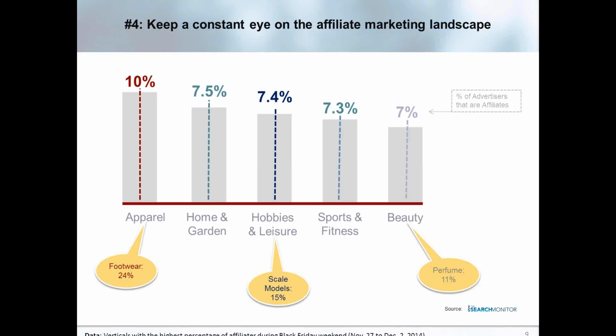So you kind of have to look at it as a merchant and say, well, do I have a strong presence? I'm a footwear merchant. 24% of the advertisers are affiliates. How many of them are mine? I need to know what percentage I have. And if it's not enough, you might want to up your affiliate presence in that area so you can get more clicks and more traffic to your website.